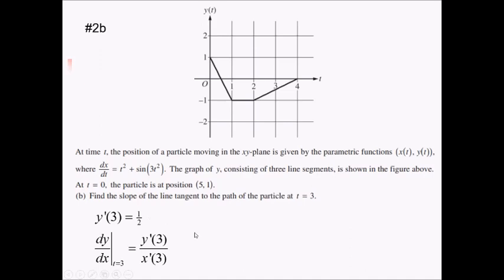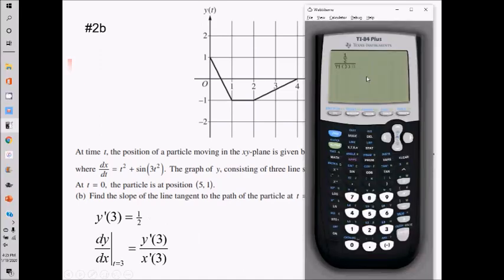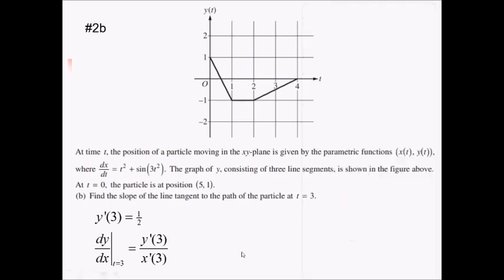Let's do this on the calculator now. So here's what I've entered in my calculator. I did a fancy fraction and then another fancy fraction to get 1/2 in the numerator there. That's my y prime of 3. And then x prime of 3, that's just y1 of 3 on the calculator for me. Enter, about 0.050, rounded to 3 decimals.